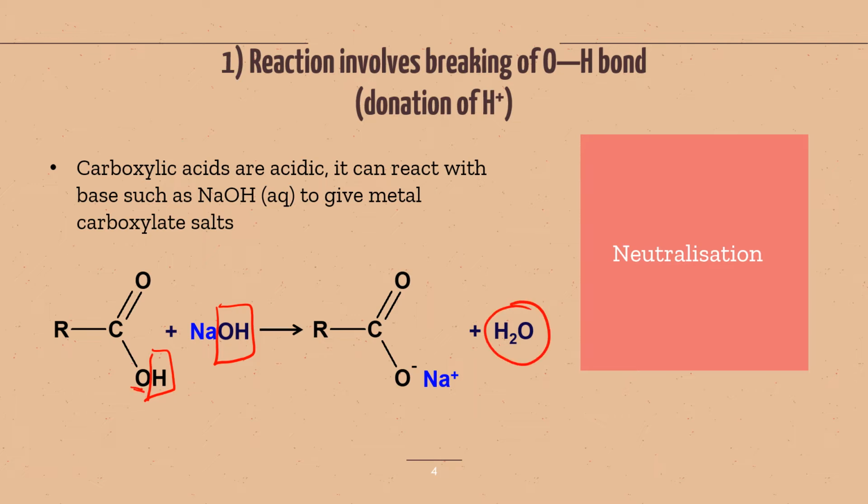So, O akan jadi O minus will attract the sodium plus. Okay, so that will give you this kind of group. Okay, C double bond O, O minus Na. And this compound kita panggil sebagai metal carboxylate salts. So this is one example of the neutralization reaction that occurs between carboxylic acid dan sodium hydroxide, which is a strong base.